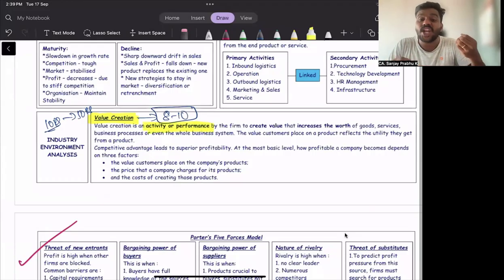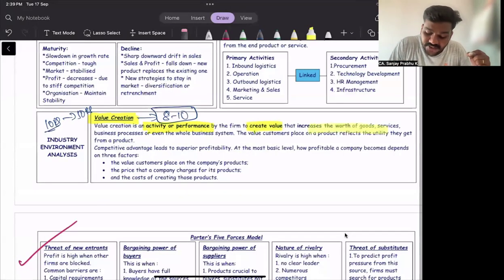If you create value to your product, it will increase the worth of the goods. Please come on, repeat with me. If you create value to your product, it will increase the worth of the goods.